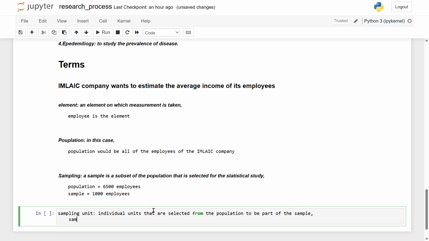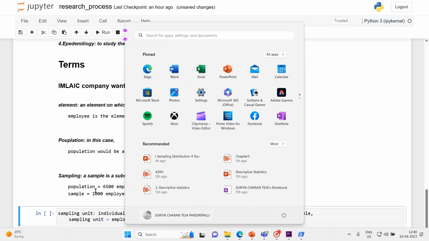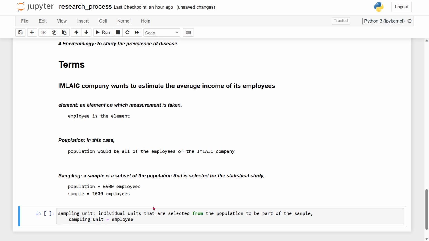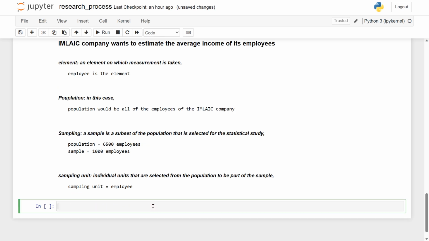In this case, who is the sampling unit for me? It's pretty simple, an employee. An element in the population will become a sampling unit in the sample. That's it. Okay. Next.